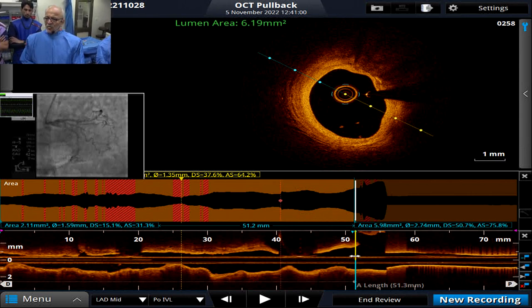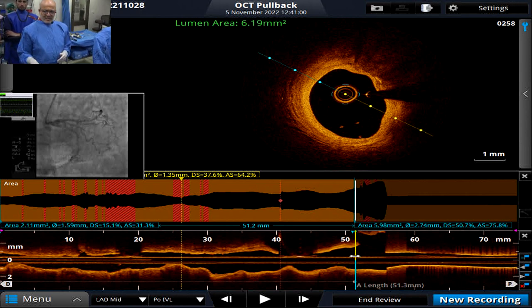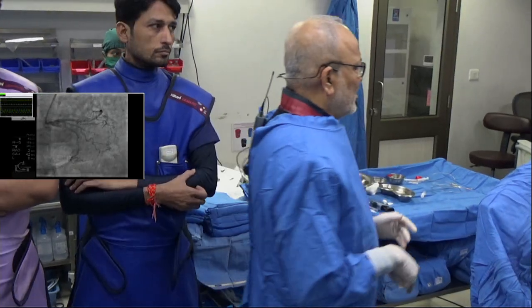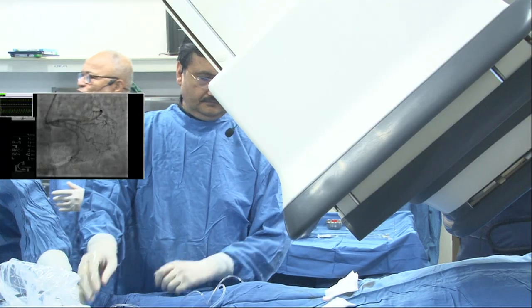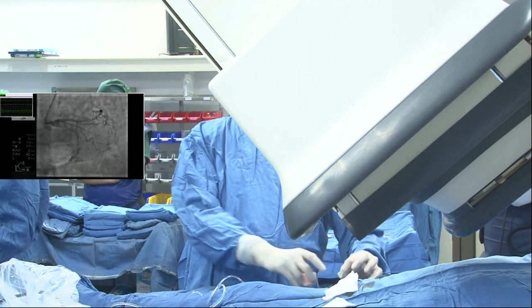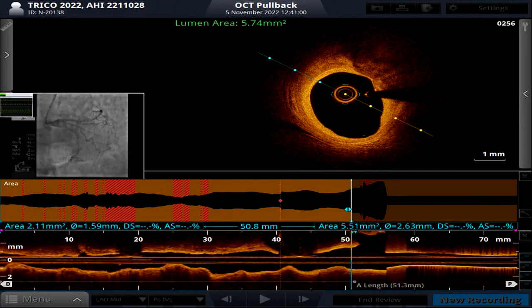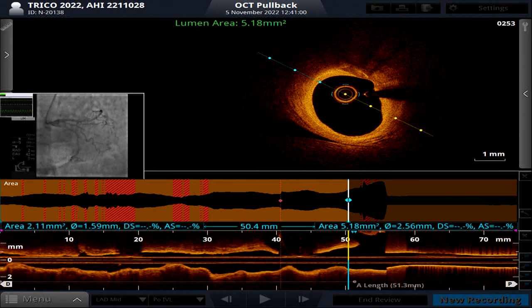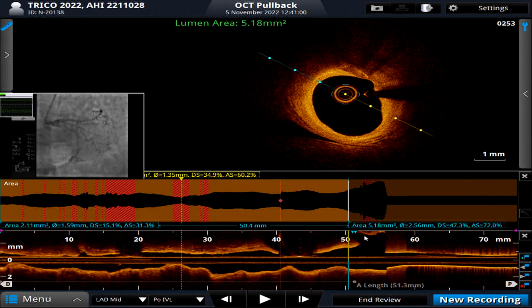So we are taking Onyx. The first Onyx I will take is 28, and then we will take a call. And just show me the area is 6.19 there in the proximal part, and the distal 5.18.